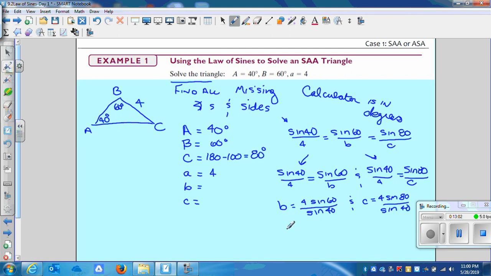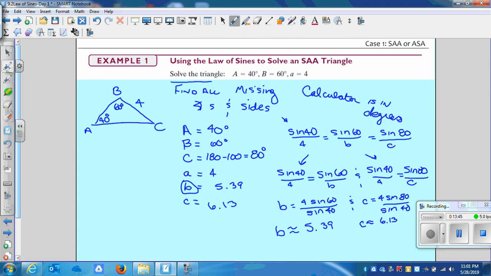Go ahead and put both of these into your calculator. And this first one, you're going to do 4 times sine 60 divided by sine 40. And what I'd like you to do is round to the nearest hundredth. Sometimes the textbook will tell you to round to the nearest tenth. In this case, just to be safe, let's go to the nearest hundredth, so 5.39. So I'm using an approximation here because I know that I'm doing some rounding. So I'm filling in letter b here, and that's going to be approximately 5.39. And then go ahead and put the c value into your calculator, and you're going to get c is approximately 6.13.